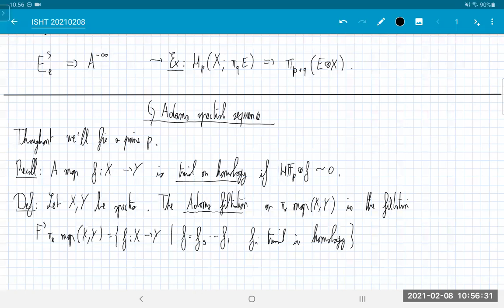So F^0 is just everything. F^1 is maps that are trivial in homology. F^2 are maps that can be written as composition of two maps that are trivial in homology, and so on and so forth. And the goal of the Adams spectral sequence is to study the associated graded of this filtration, at least when your spectra X and Y are sufficiently well behaved. X will often be just the sphere spectrum, but I think it clarifies to write it in these terms. So, okay. And I will show that this filtration does come from a filtration at the level of spectra of this spectrum here.